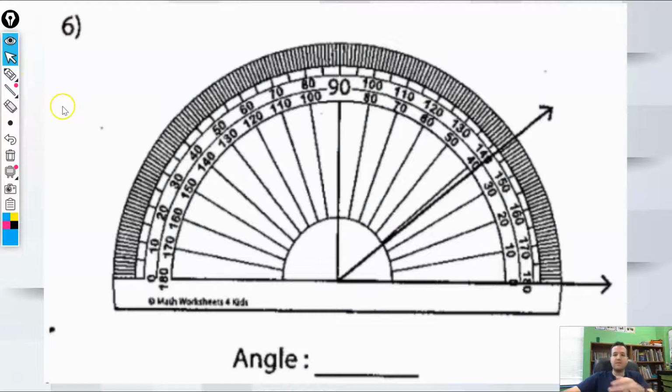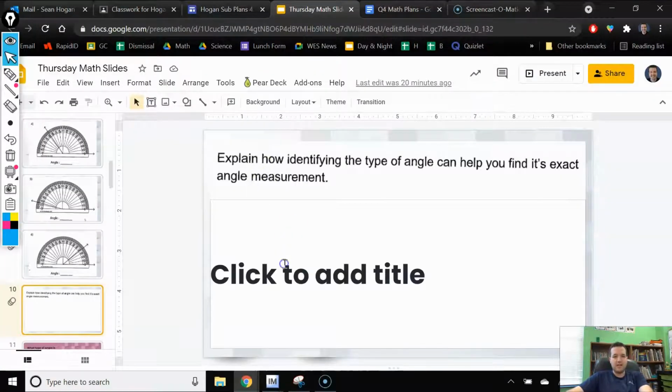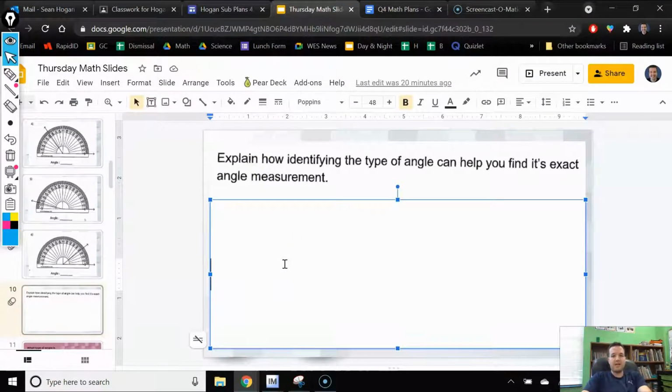All right, so hopefully you did well on number 5 and number 6. On the very bottom of your paper, it says, explain how identifying the type of angle can help you find its exact angle measurement. So here, I want us to think about how identifying if it's acute, right, obtuse, or straight could be helpful. So go ahead and come up with a response. Take about a minute to write a sentence or two about how it's helpful to identify if it's acute, right, obtuse, or straight, and how that helps you when you're reading a protractor to find the exact angle measurement.